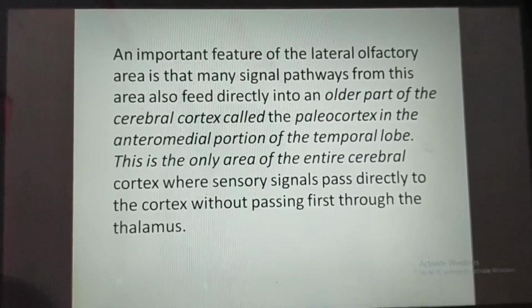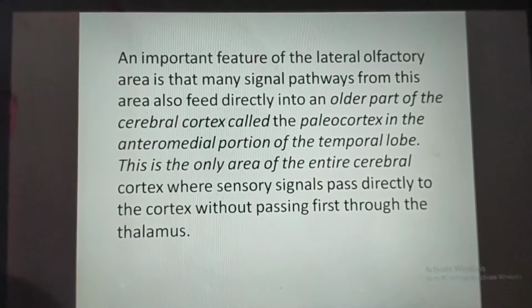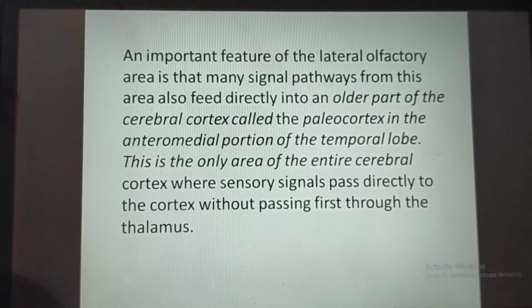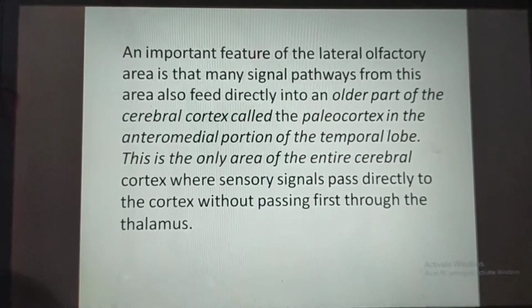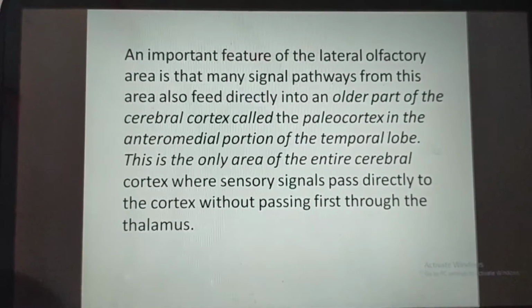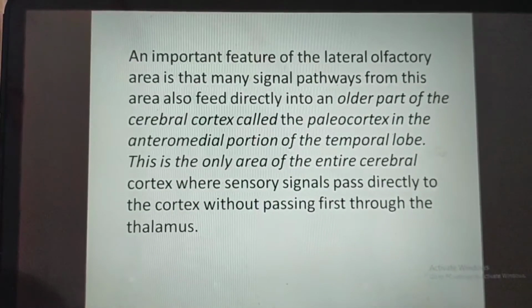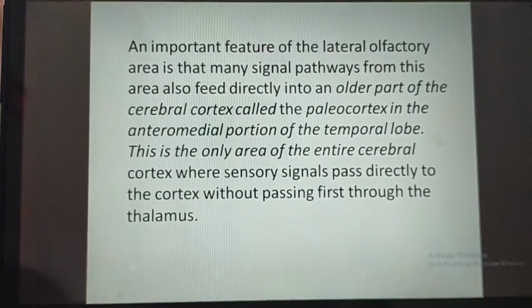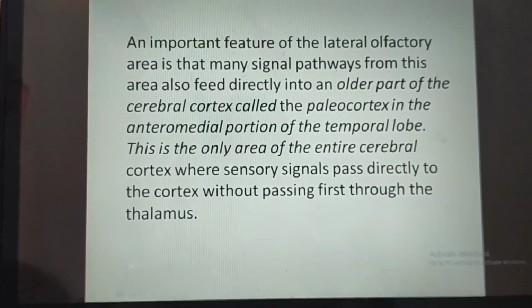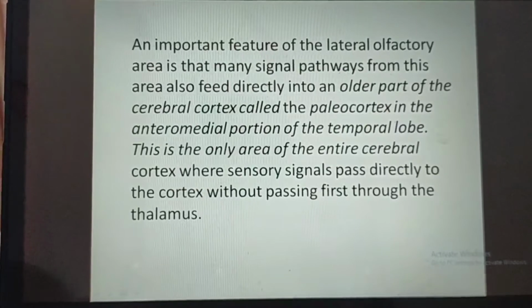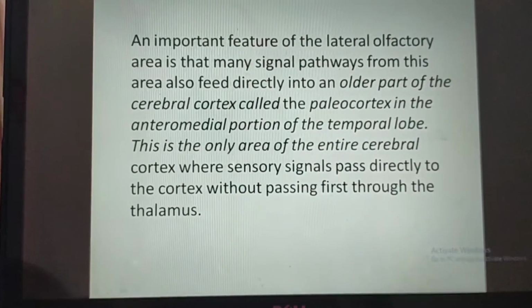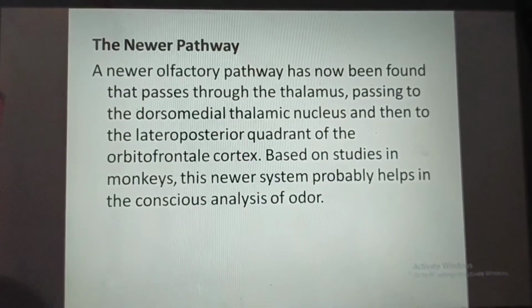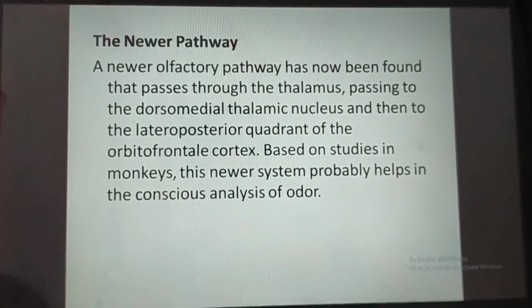An important feature of the lateral olfactory area is that many signal pathways from this area also feed directly into an older part of the cerebral cortex called the paleocortex in the anteromedial portion of the temporal lobe. This is the only area of the entire cerebral cortex where sensory signals pass directly to the cortex without passing first to the thalamus. Now, a newer pathway. The third one.